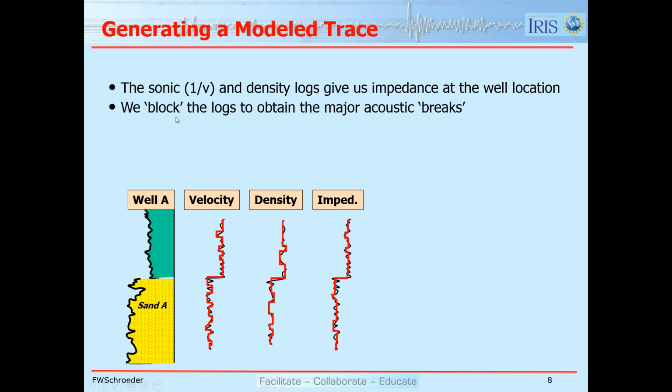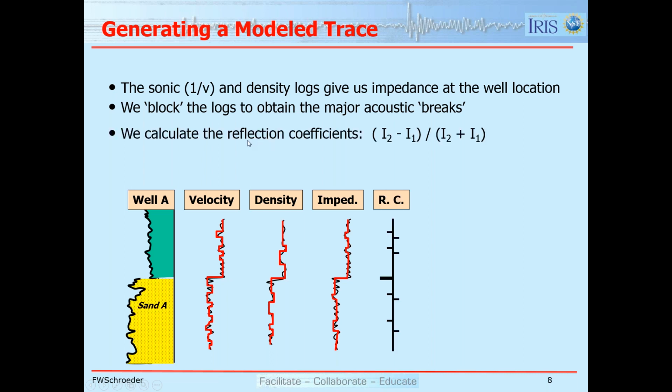Typically, we'll block the logs. We'll take out the high frequency oscillations so that we have fewer reflection coefficients to keep track of. I'll talk about this. That blocking can be done by hand, or we can have the computer do that for us. Then we calculate reflection coefficients, and back in lecture 3 or 4, I talked about this equation: the impedance below the interface minus the impedance above, divided by the impedance below plus the impedance above. And so we can represent the subsurface as a series of reflection coefficients.